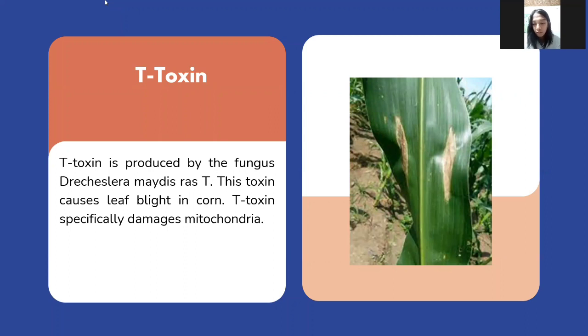T-toxin. The toxin is produced by the fungus Helminthosporium maydis race T. This toxin causes leaf blight in corn. The toxin specifically damages mitochondria.